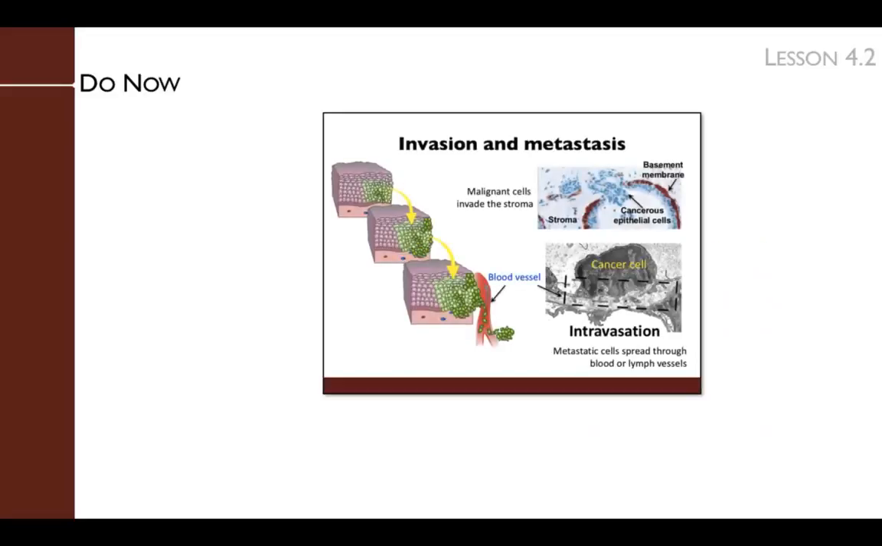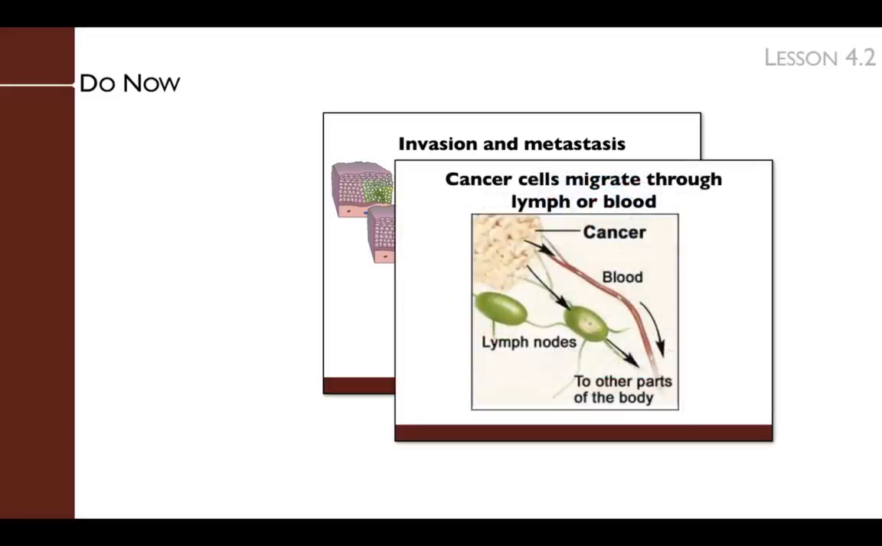The next step after tumor cells have broken through the basement membrane is to migrate through the stroma and enter either blood or lymph vessels. Once in the bloodstream or lymph, the tumor can travel to other parts of the body.